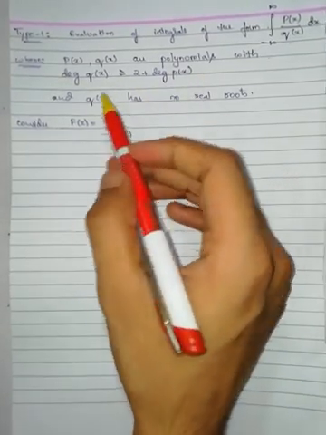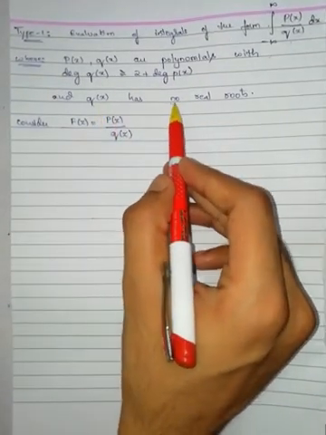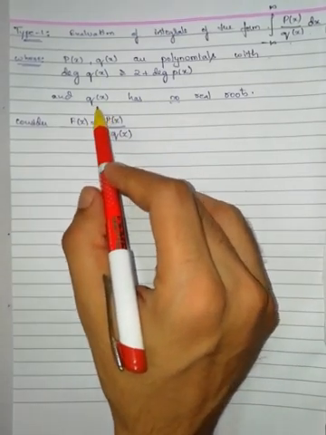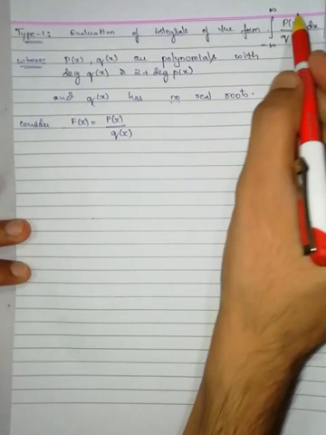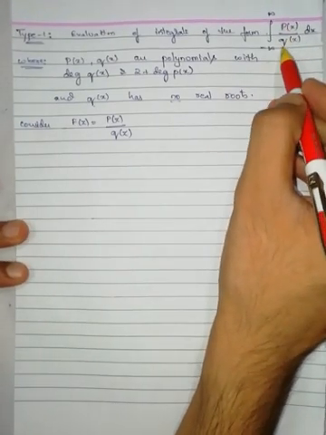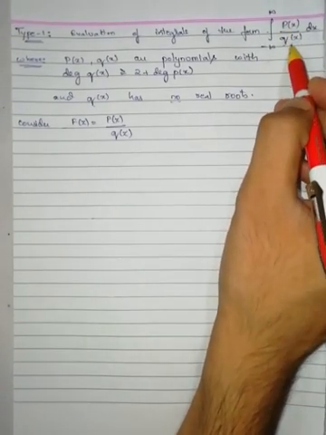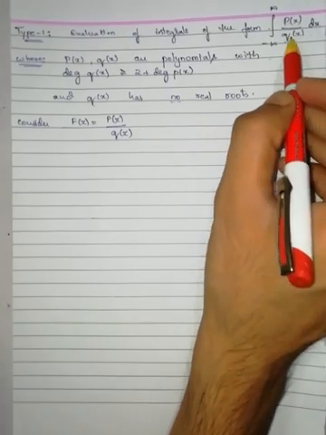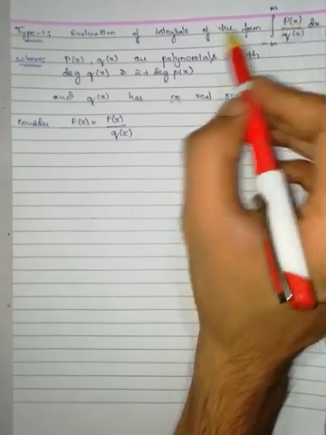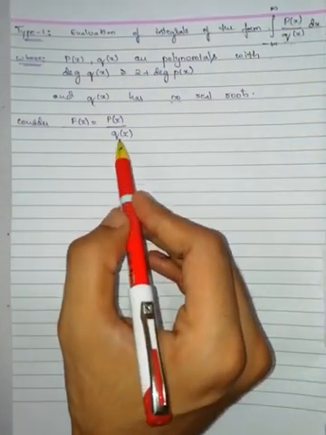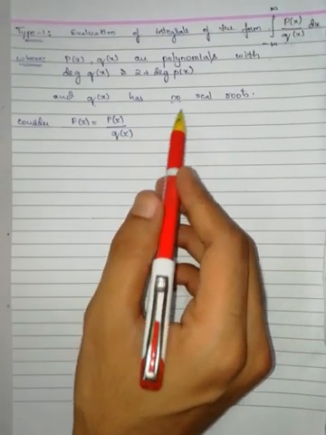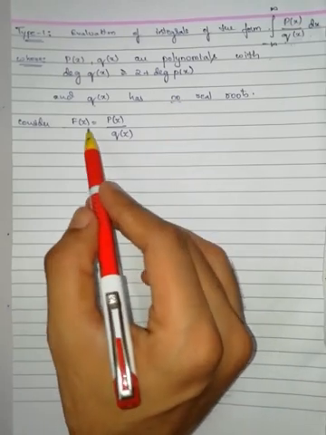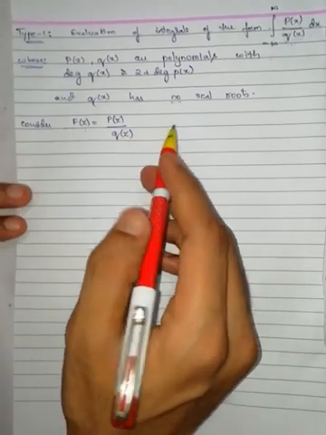Since, what is the given? Q of x has no real root, which means Q of x never becomes 0 on the real axis. This implies P by Q has no poles. Why? What are the poles of a function? They are nothing but the roots of the denominator. Since the denominator has no real root, therefore F of z has no poles on the real axis.